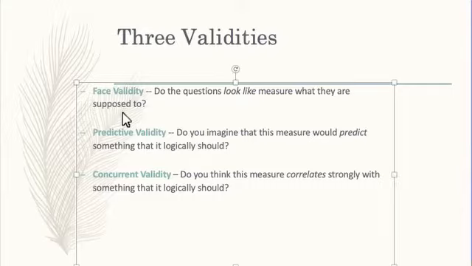In predictive validity, would we think that this would predict something that it logically should? So it's supposed to predict students that are at risk or have some sort of a social emotional issue. And the SABRS does okay in this realm. And does this measure correlate strongly with something that it logically should? So then they would have done validity testings with other measures that measure the same type of thing, and they would see, does it measure adequately against these other measures? And it does okay there too.